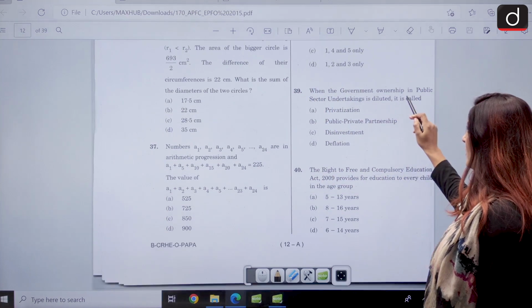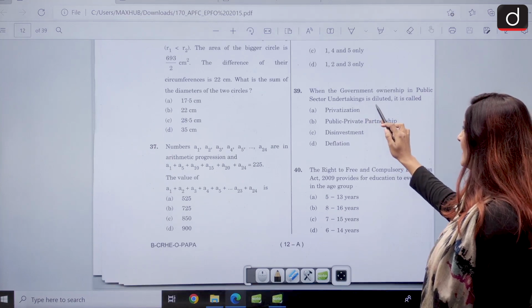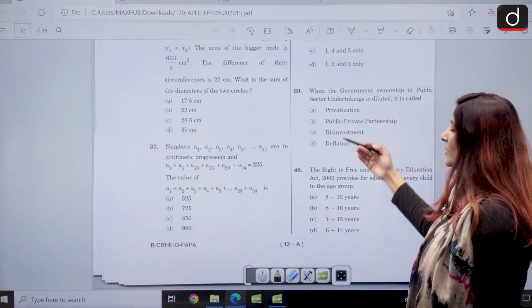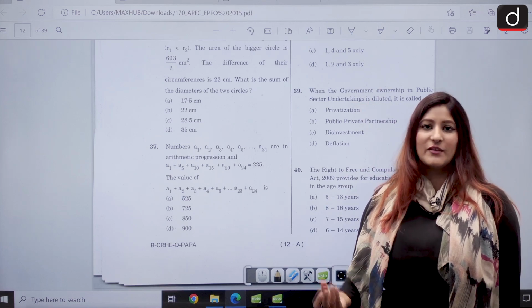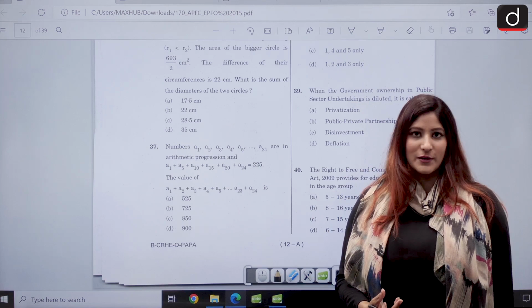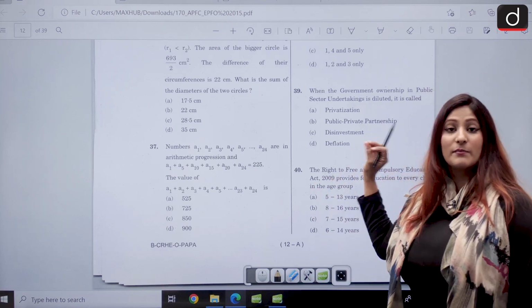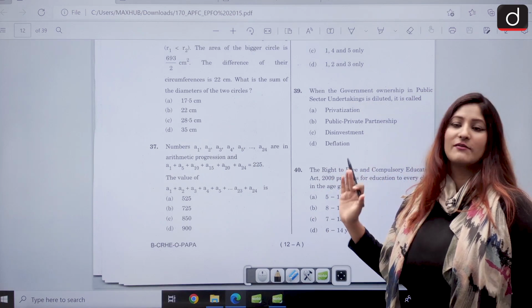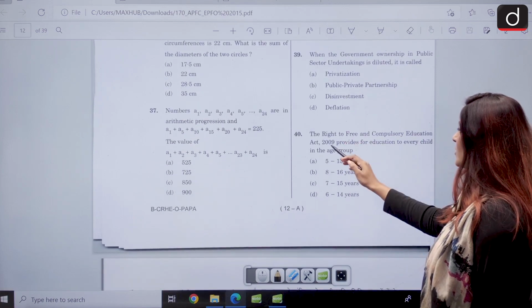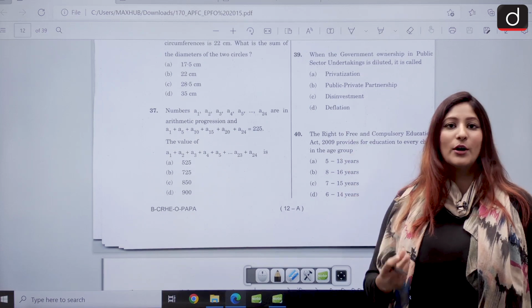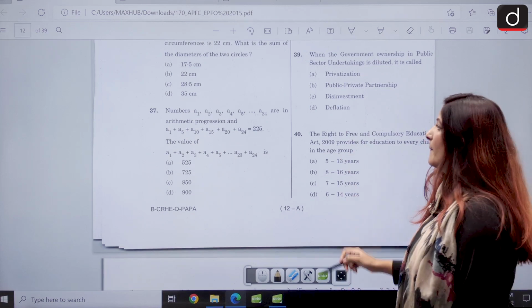When the government ownership in a public sector undertaking is diluted, it is called what? So right now the economy is much in the news with respect to disinvestment and recapitalization policies. This question was buzzing back in 2015 as well. So you see, economics. Right to Free and Compulsory Education Act 2009. Important acts with respect to polity.